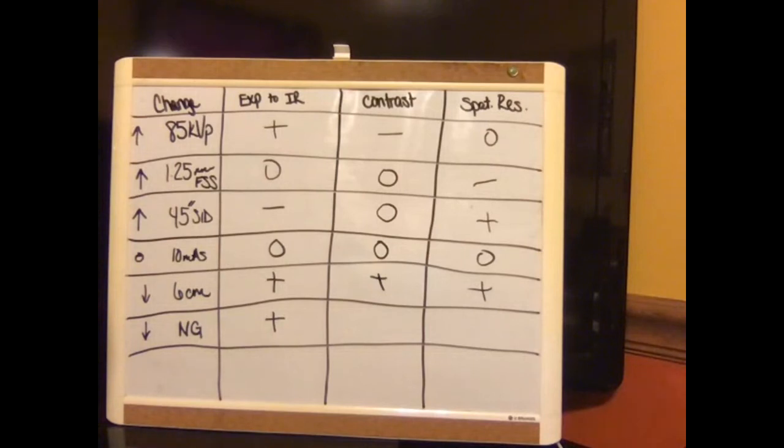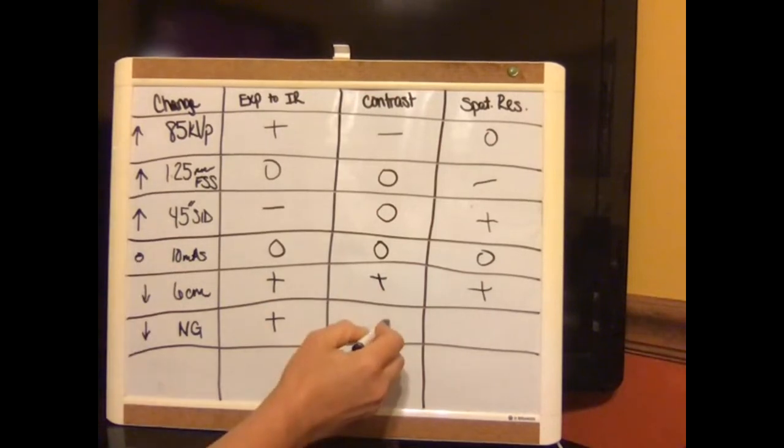What about if you do the same thing? What's going to happen to your contrast? If you had a grid there to stop the scatter photons, and now they can get there, so you have more scatter. Scatter destroys your contrast, so you're going to have less contrast.